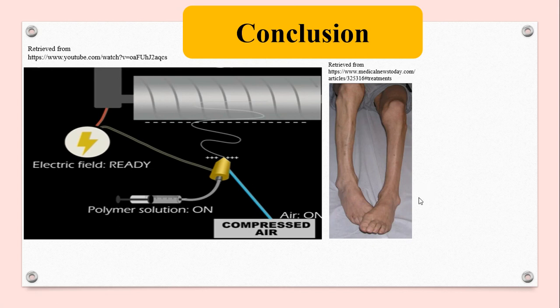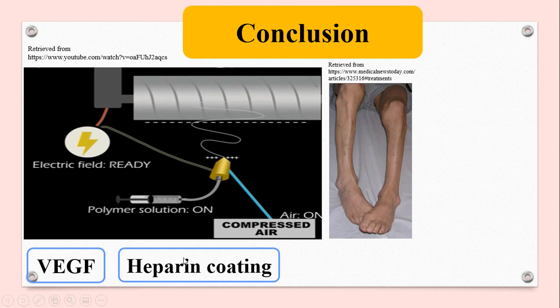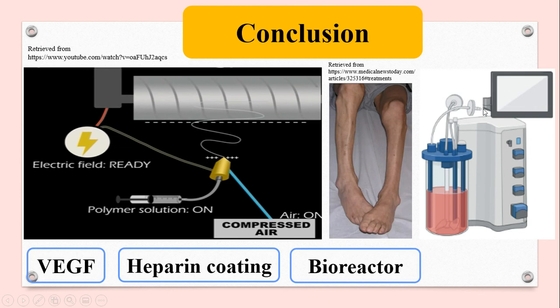Moreover, I suggest providing the vasculature with growth factors such as VEGF to help the growth of endothelial cells, heparin coating, as this can avoid coagulation, and a bioreactor, which provides physiologically relevant pulsatile pressure.